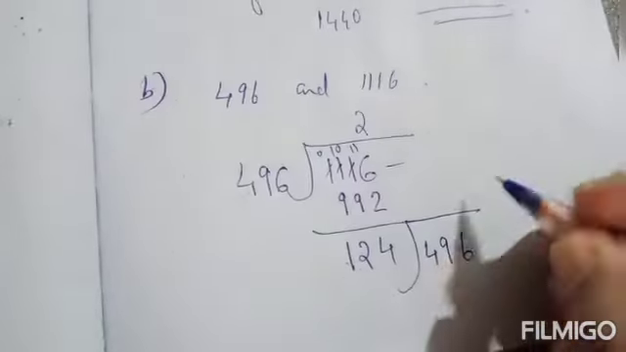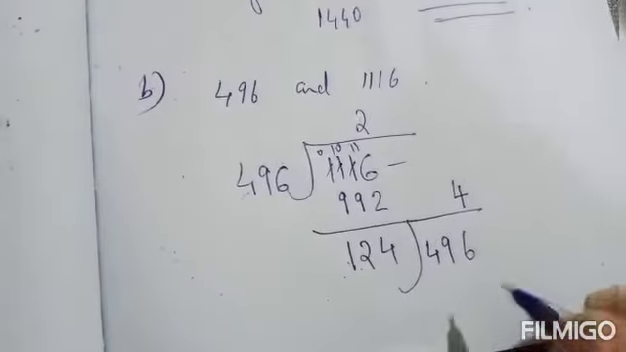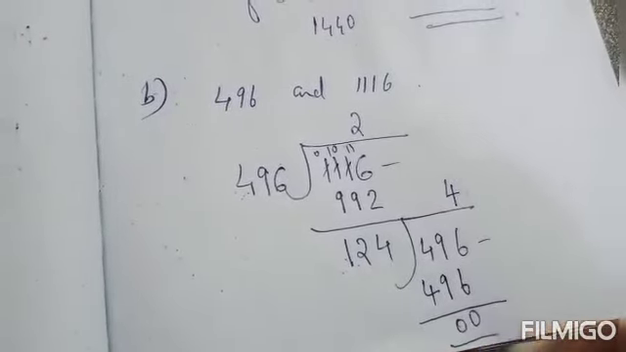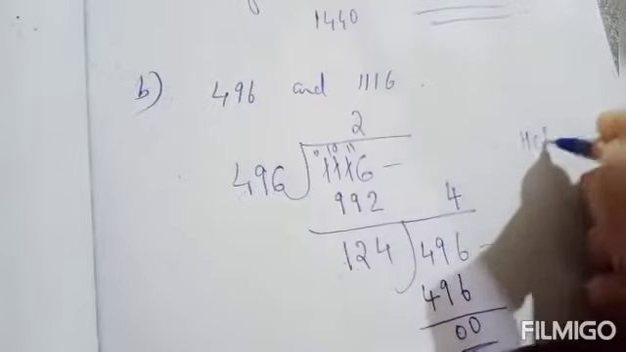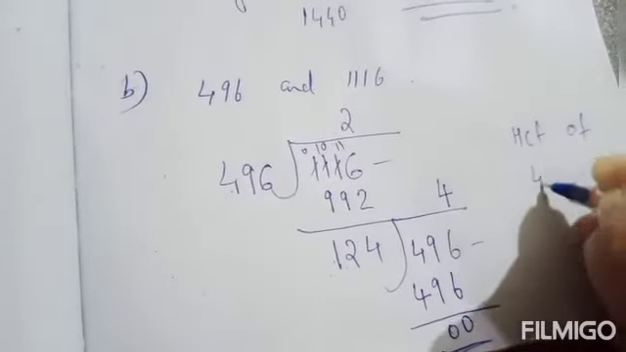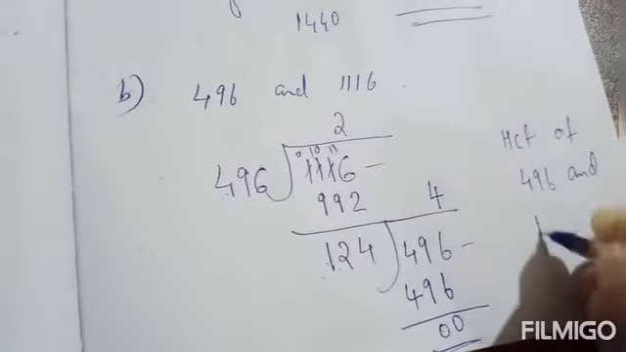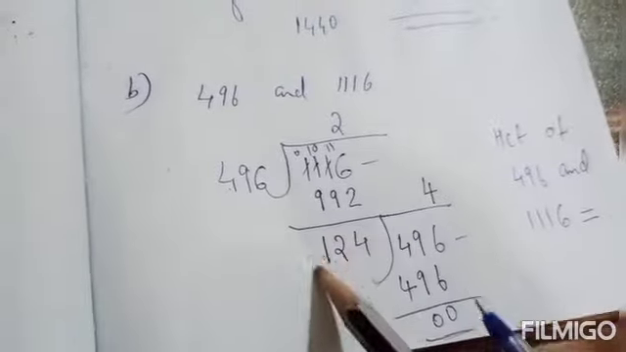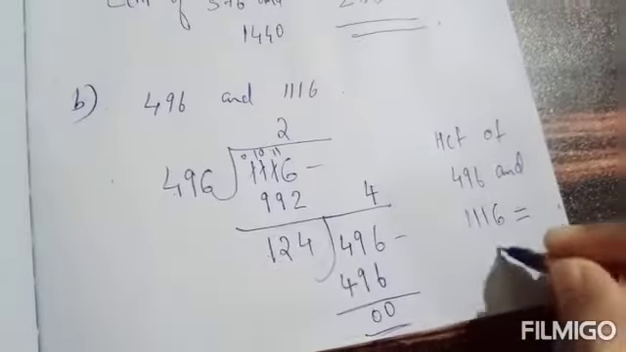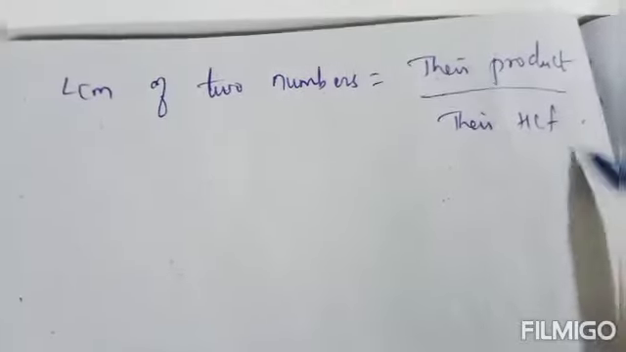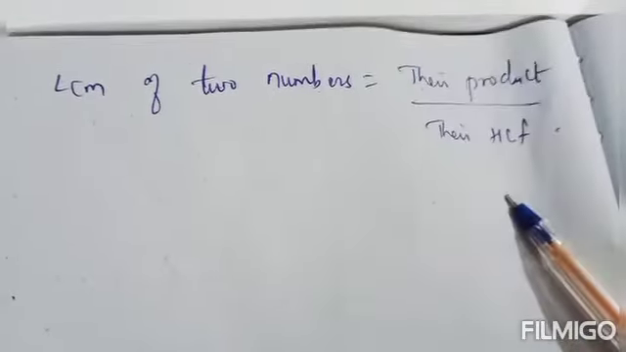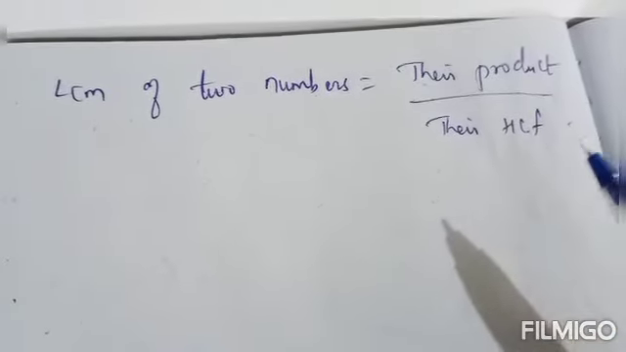So 124 into 4 is 496. So the remainder you got is 0. Therefore the HCF of 496 and 1116 is the last divisor, which here is 124. So we found the HCF of 496 and 1116, that is, you got 124.